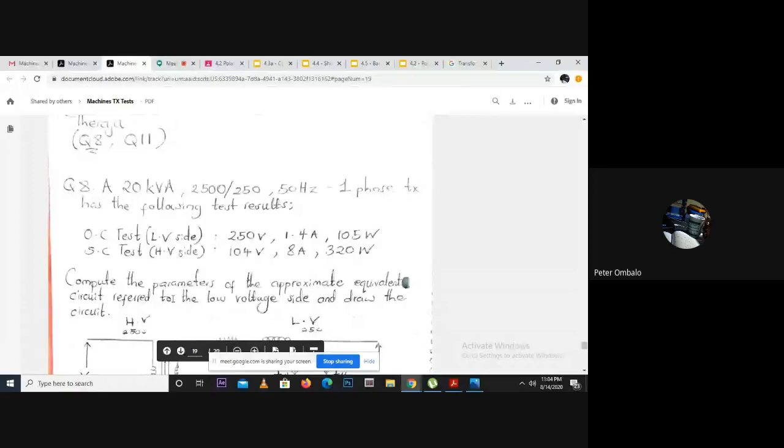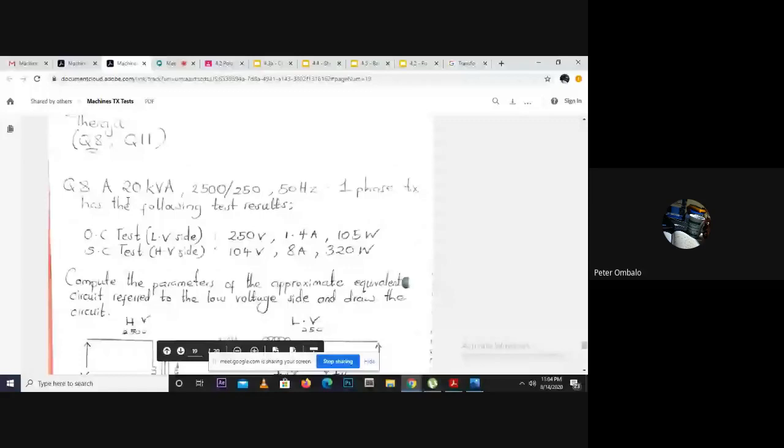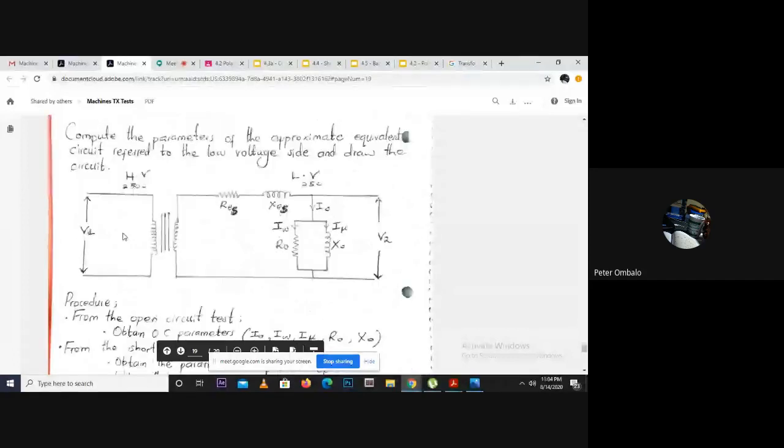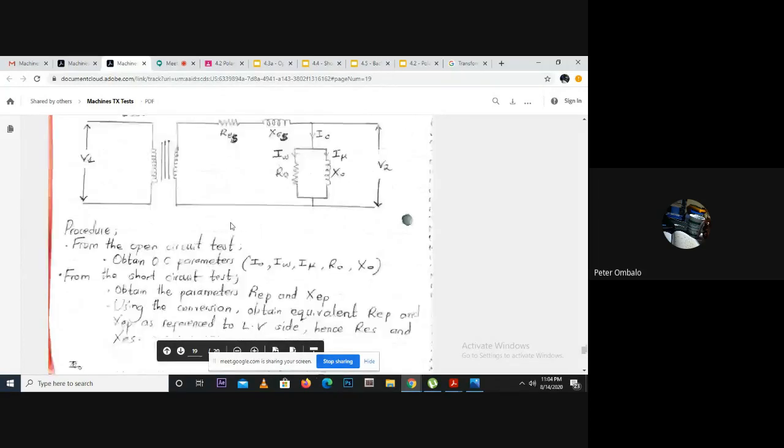Again, they have specified that the equivalent circuit is to be referred to the low voltage side. So when conducting a short circuit test, we obtain the short circuit parameters, but using the formula, we'll have to convert them to their equivalents in the low voltage side. This is what the equivalent circuit will look like. We can't obtain RES and XES directly. We have to obtain them from the high voltage side, which is the primary side, and then convert them.